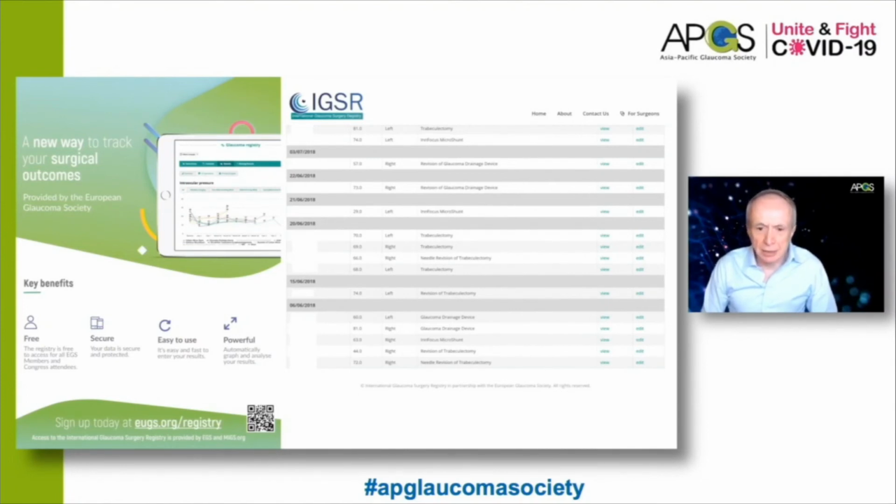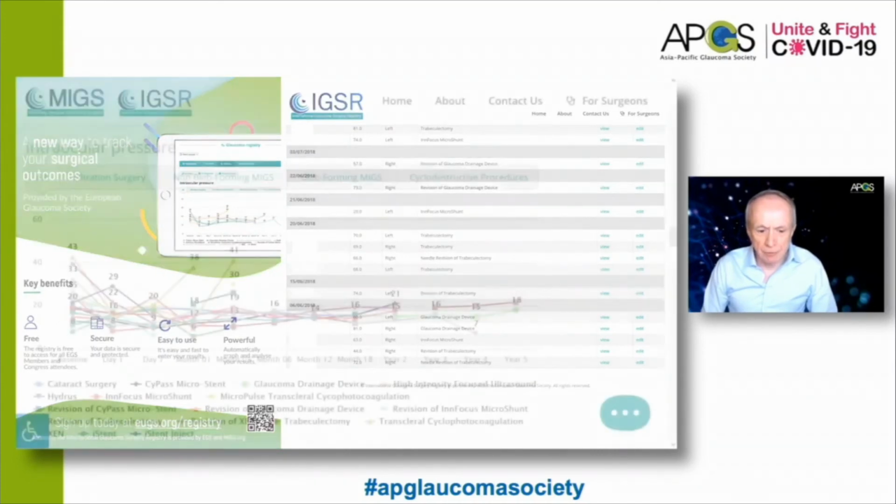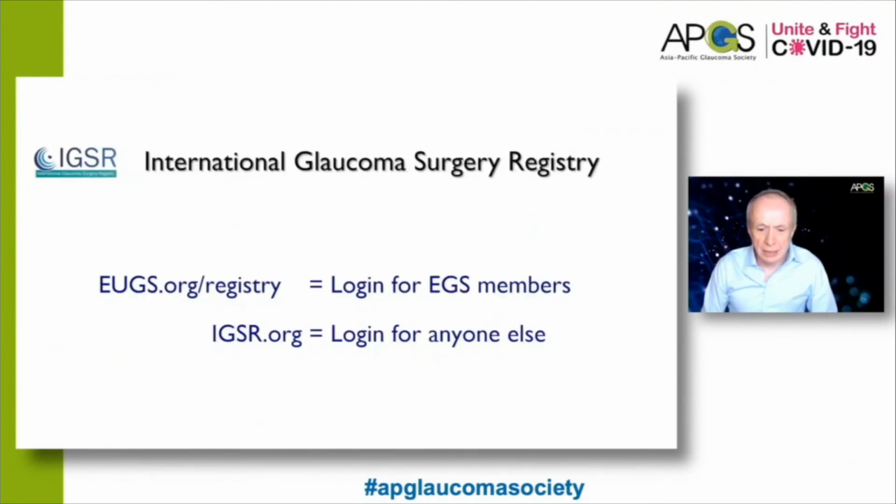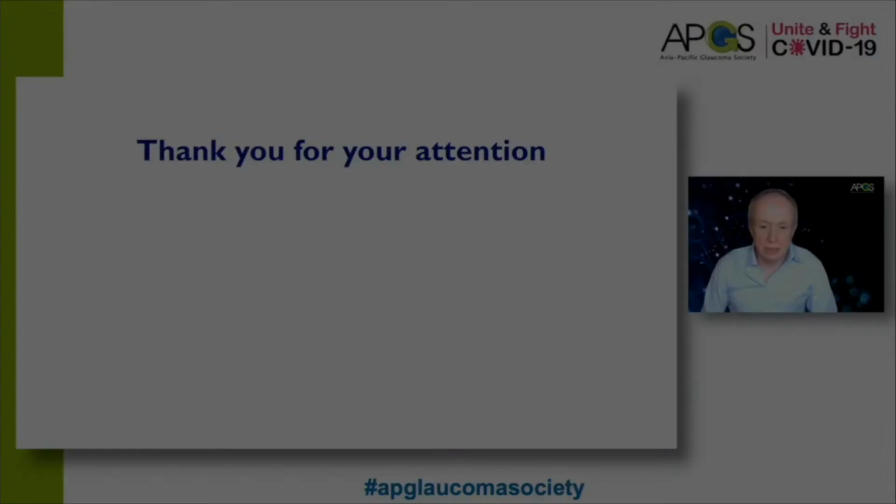database, and it gives you a very visual printout and audit report of your outcomes. And you can get a free login at either APGS.org/registry or simply IGSR.org. And thank you very much for your attention.